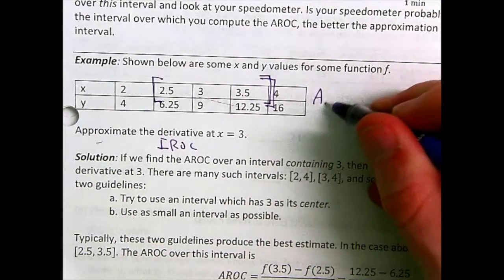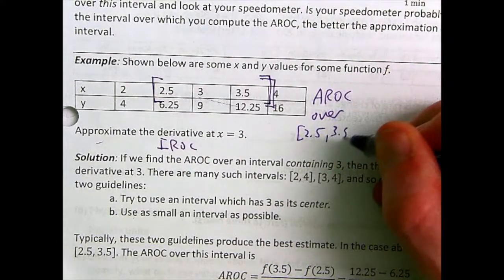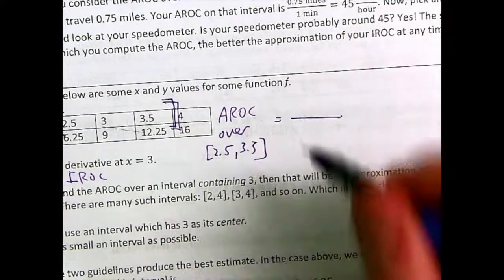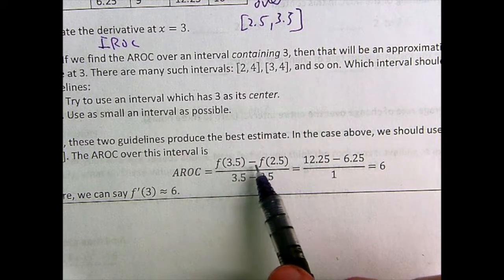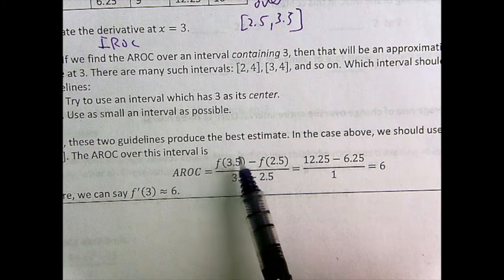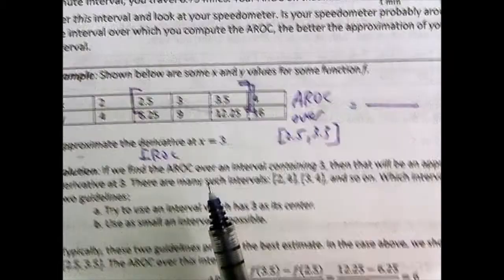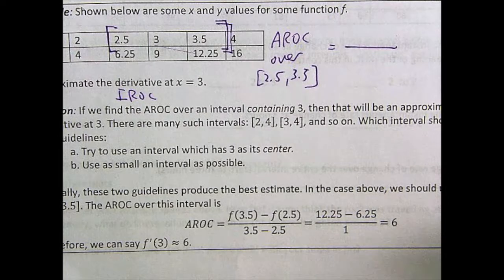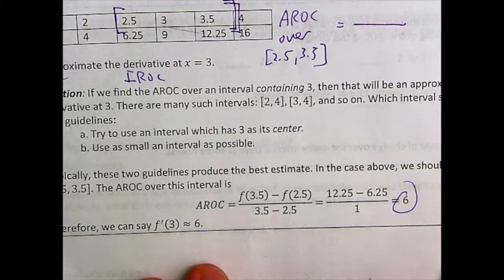So let's compute the average rate of change over 2.5 to 3.5. Actually we've got the work right here, right? Average rate of change over that interval is going to be f of 3.5 minus f of 2.5 over 3.5 minus 2.5. f evaluated at 3.5 is just the y value associated with 3.5, so that's 12.25. And same idea for f of 2.5. That's just 6.25. So you compute all that and you get 6. So what we can say is that the derivative at 3 is approximately equal to 6.